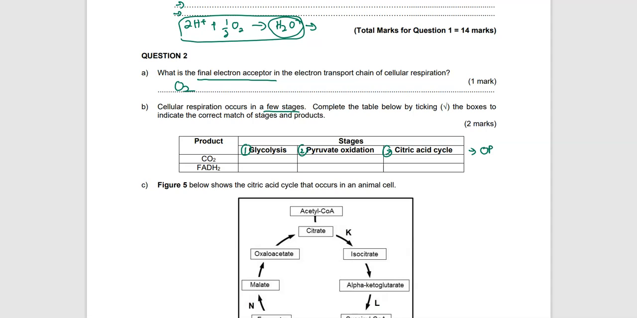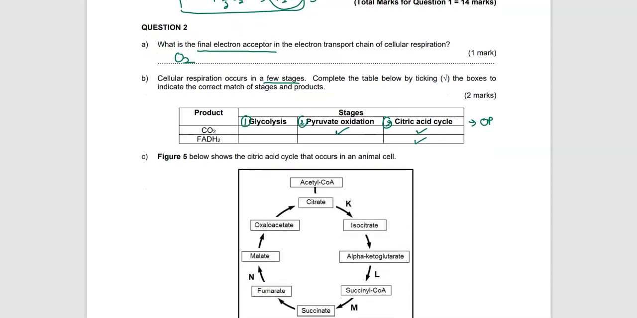Okay, so you have to determine what are the products of glycolysis, pyruvate oxidation, and the citric acid cycle by placing a tick on the products. Glycolysis does not produce any carbon dioxide and does not produce any FADH2, so just leave it blank. Pyruvate oxidation produces carbon dioxide but does not produce any FADH2. The citric acid cycle produces carbon dioxide, and FADH2 is also produced. Each correct row is worth 1 mark.